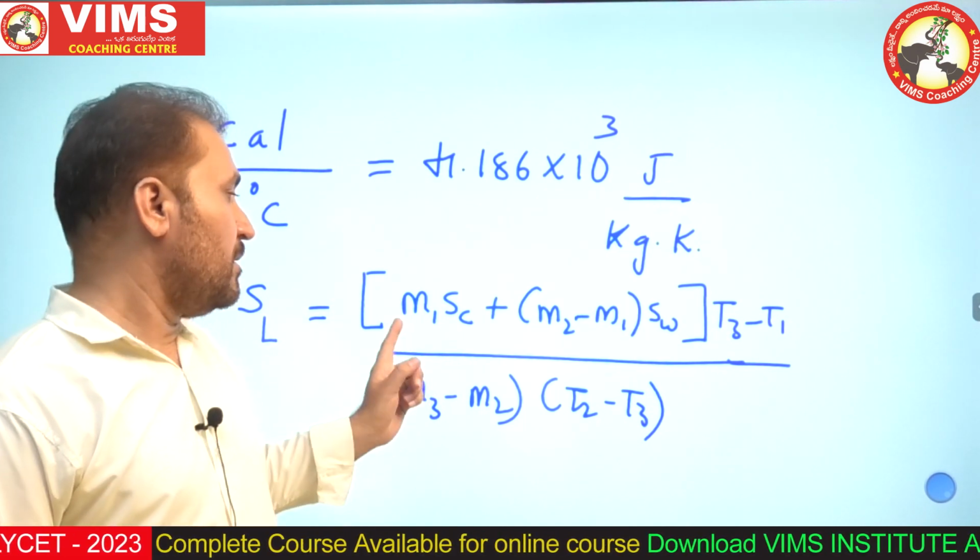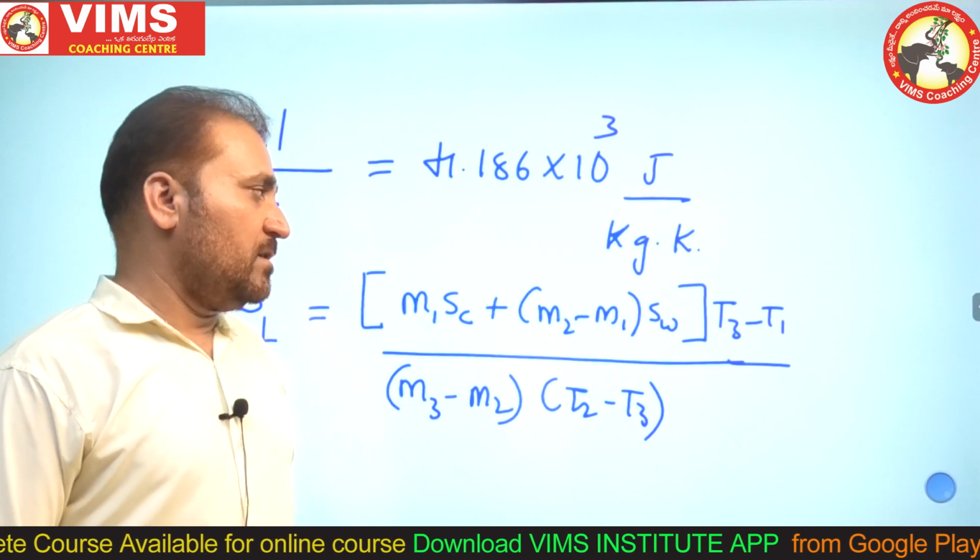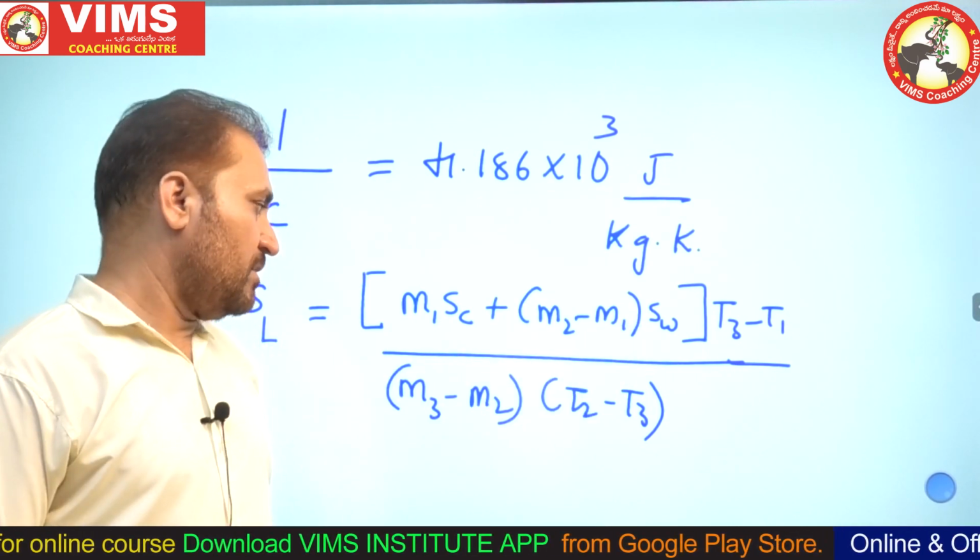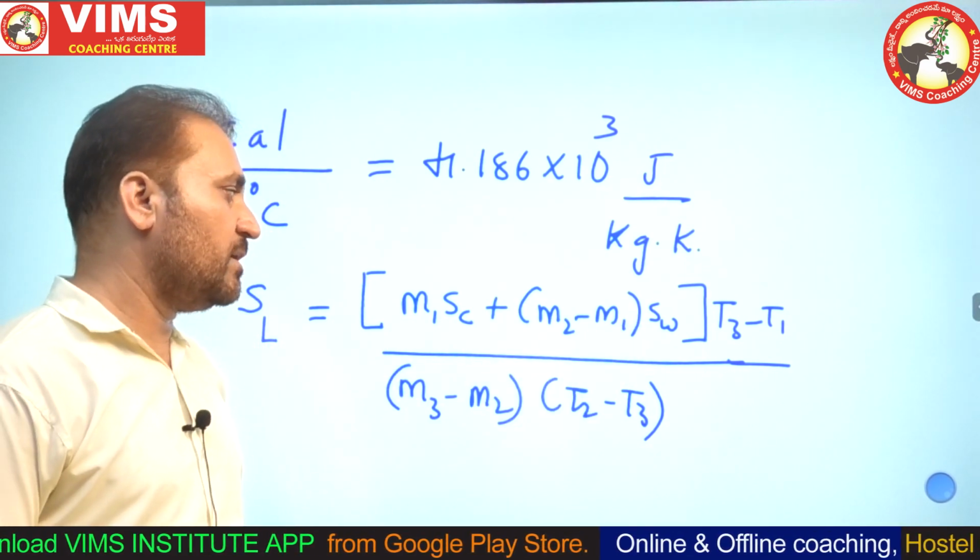M1 SC plus (M2 minus M1) SW, specific heat of water, (T3 minus T1), by (M3 minus M2), (T2 minus T1).